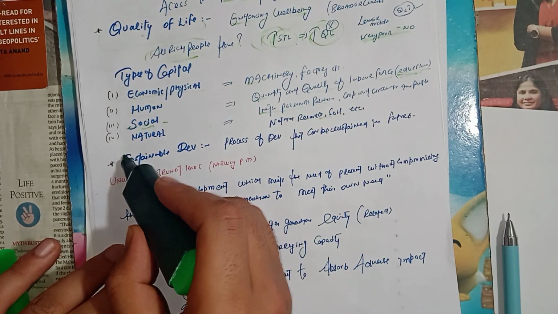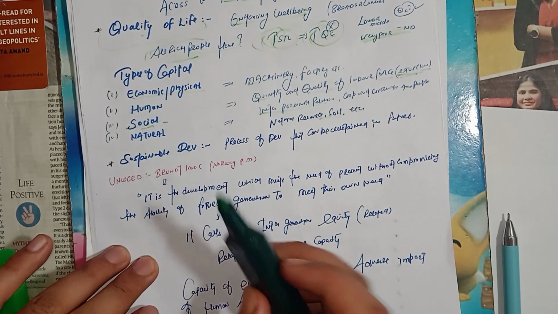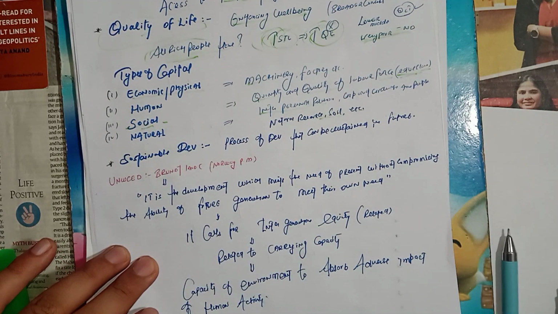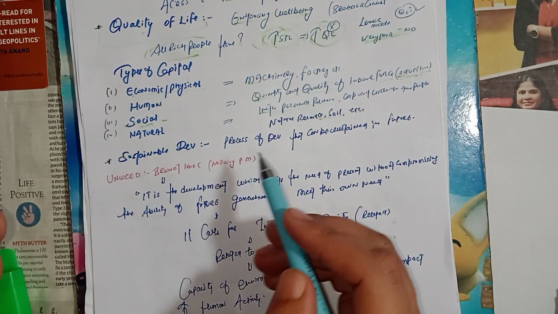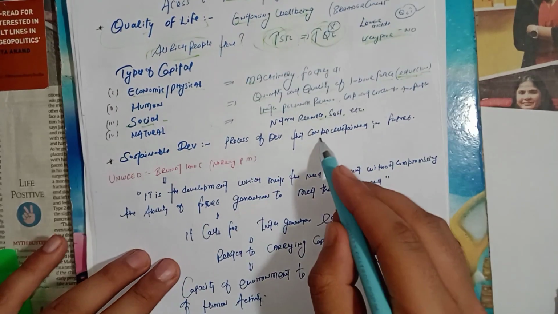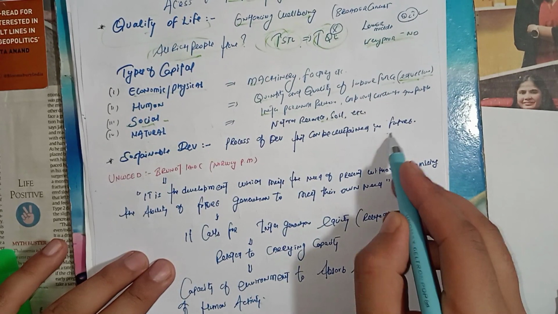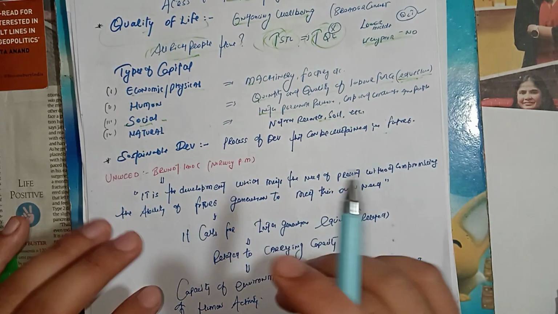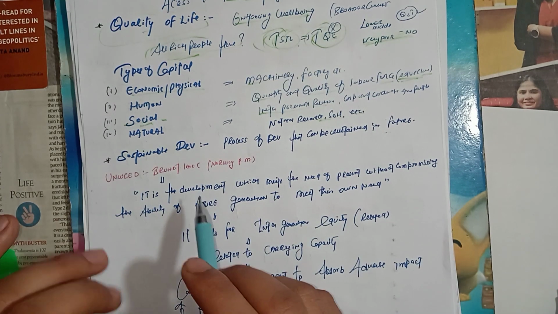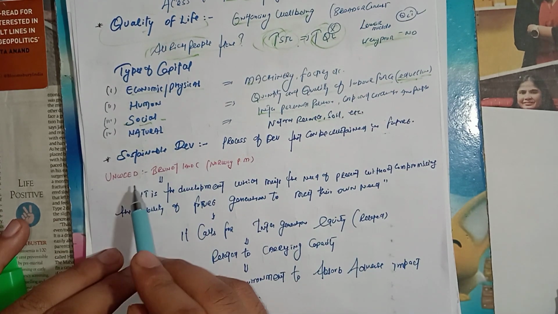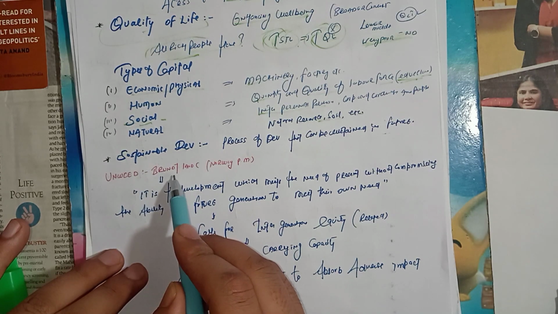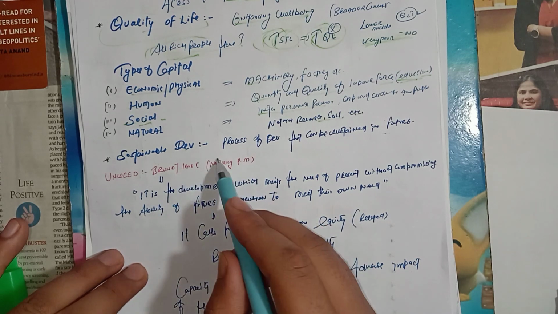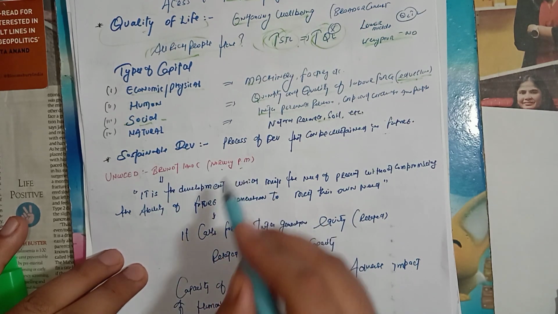Now the next important thing is sustainable development. What is sustainable development? In simple words, we can say it is the process of development that can be sustained in the future. This is a simple way to put it. Now the definition given by the United Nations World Conference on Economics and Development. This was given by the Brundtland Commission, Norway's PM.